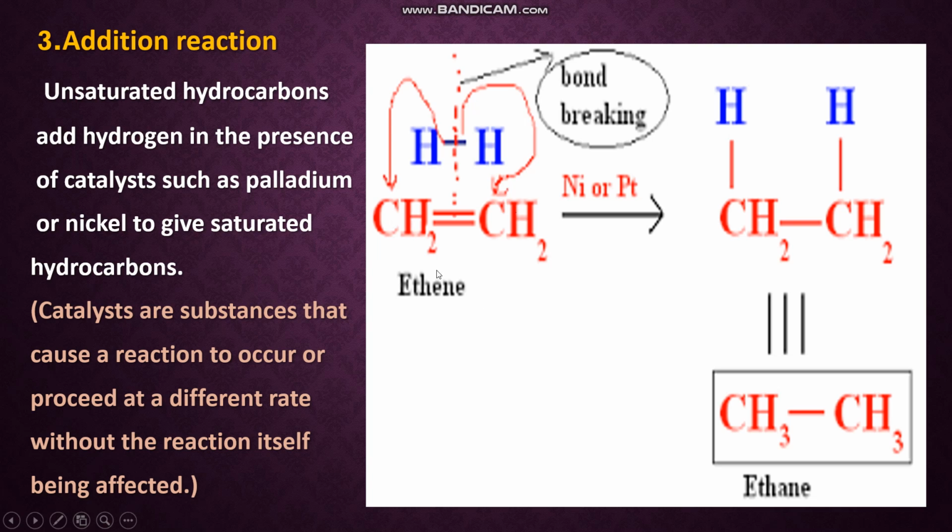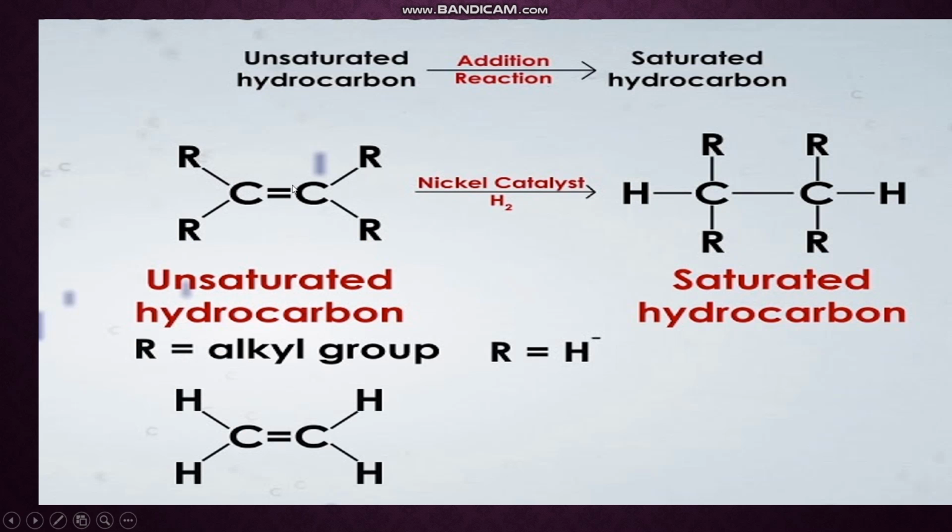Here we have seen the simplest alkene, ethene. Suppose this is propene: instead of one hydrogen it will be a CH3 group, so carbon is attached to one hydrogen and one CH3 group. If it is some other higher alkene, sometimes here also one CH3 group can be attached, and here also one CH3 group can be attached, like that.